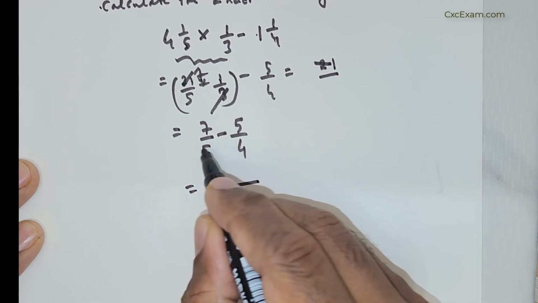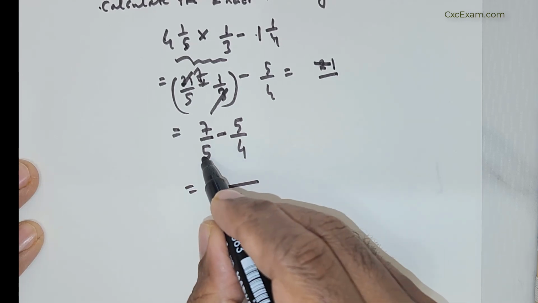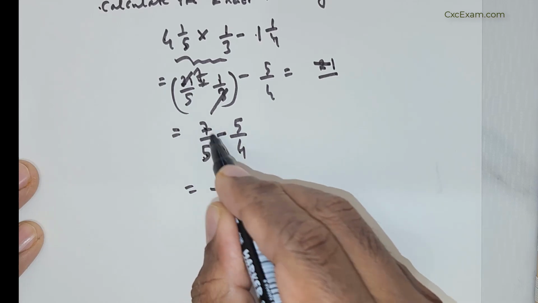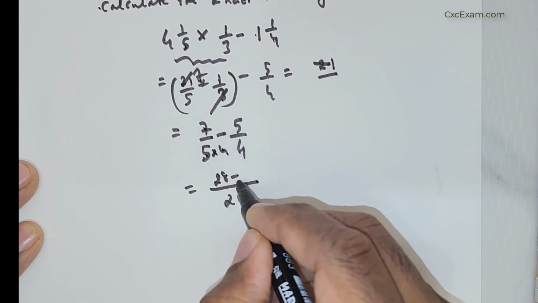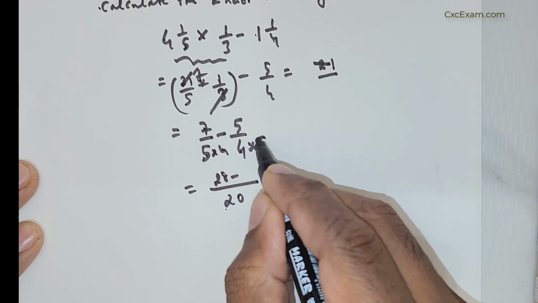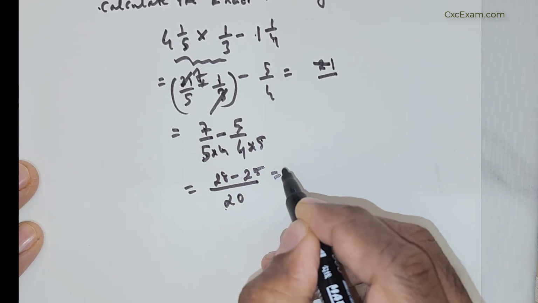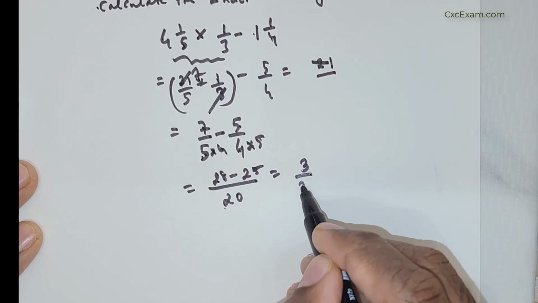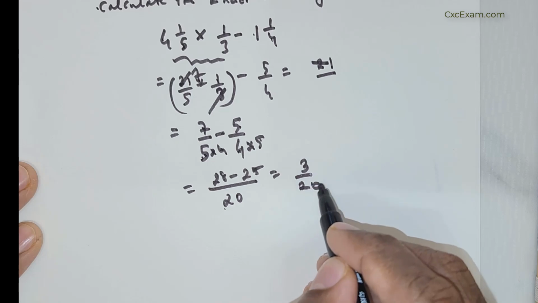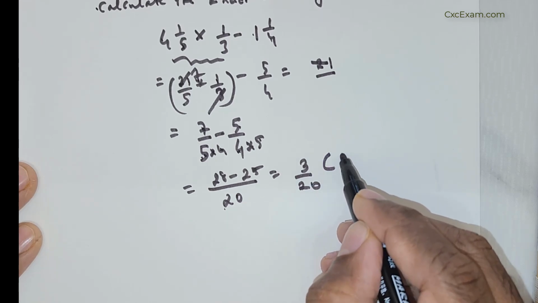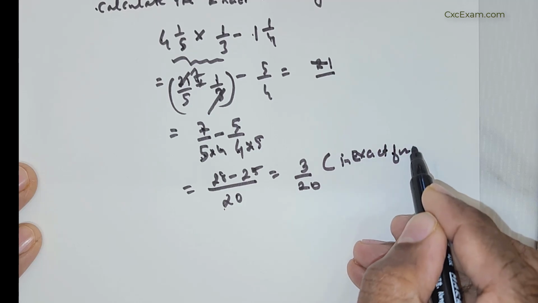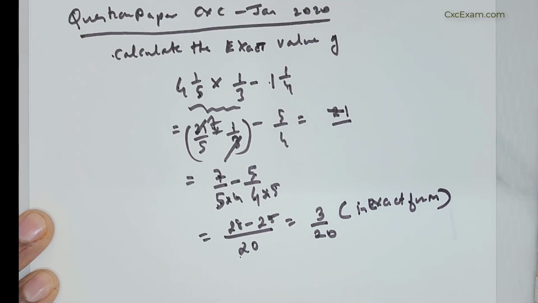Now from here I can take the LCM as 20. LCM of 5 and 4 is 20. 5 divides 20, 4 times 7 is 28, followed by a negative sign. 4 divides 20, 5 times 5 is 25. So 28 minus 25 is going to give me 3 over 20. So this is in exact form. You don't have to do anything, just leave it in this form and that will fetch you the score. Okay, so this is the next question.